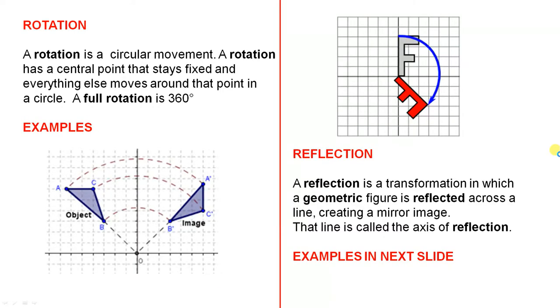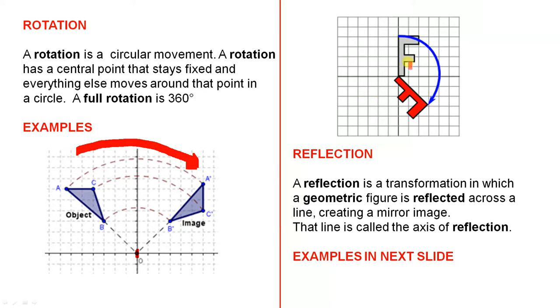Rotation. A rotation is a circular movement. A rotation has a central point that stays fixed and everything else moves around that point in a circle. A full rotation is 360 degrees. Now here's an example where here is the fixed point, and this object on this side has been rotated, and here is the image over here. So it's still the same shape, but it just gets rotated around.